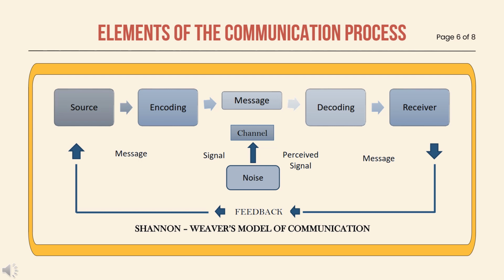Alright? Then after the message is delivered, there will be decoding, which will be done by the receiver in order for him or her to understand and comprehend the message received. Then the noise here is the barrier we referred to earlier, the obstacles to communication becoming successful. And we also have feedback at the bottom. If the receiver receives the message, he or she will probably give feedback to the sender. This is the brief explanation of the communication process that you see in the illustration.